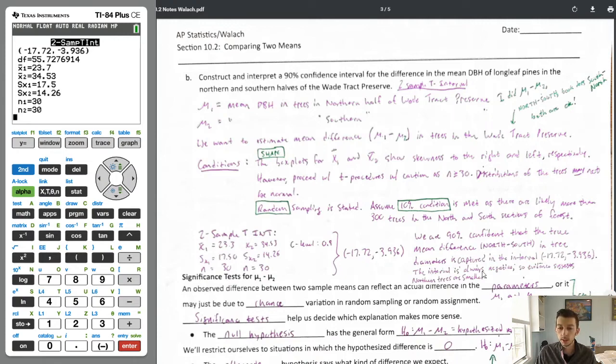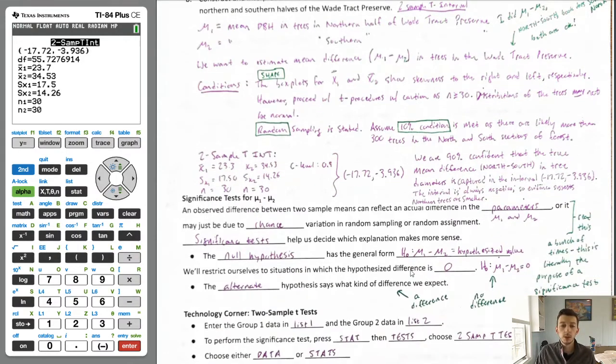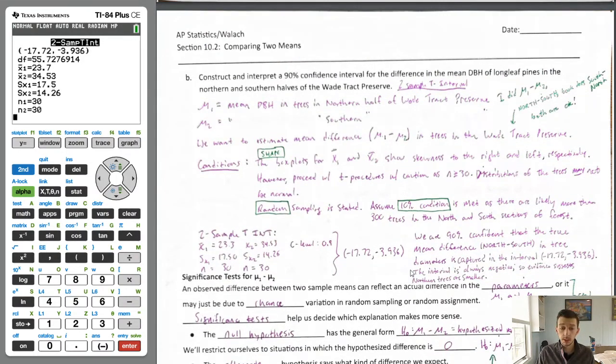I also made a comment that the interval is always negative, so the evidence suggests that northern trees are smaller. This is sort of getting into an inference that we make with hypothesis testing, but it was just a comment that I was making about that example. So that's how you do a confidence interval. It's the same as what we would normally do, same type of setup. Just make sure you don't mess up too bad on your calculator work.